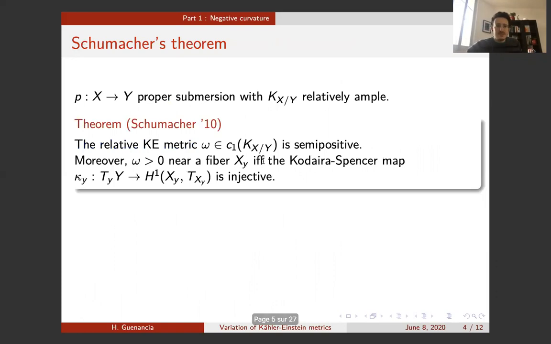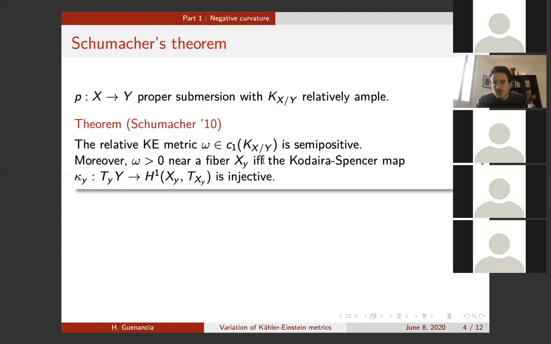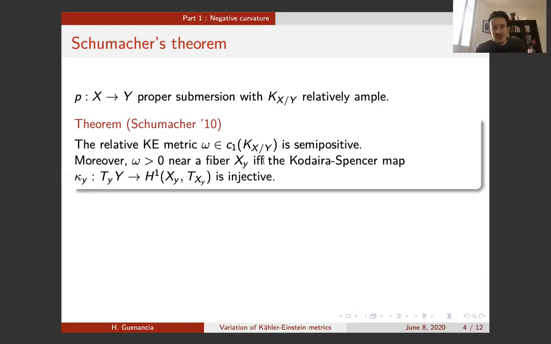So this is where Schumacher's theorem comes in and tells us, actually, it is semi-positive everywhere, and even better than that, we know exactly in which directions there is strict positivity or not. Okay, so let me recall the setting again. I started from a proper submersion with a relatively ample canonical bundle, in compact Kähler manifolds.